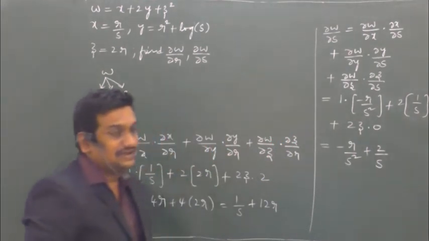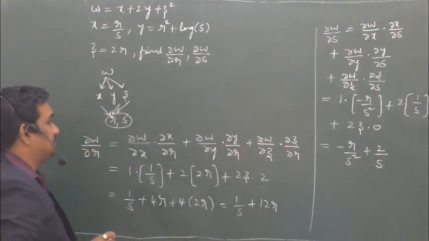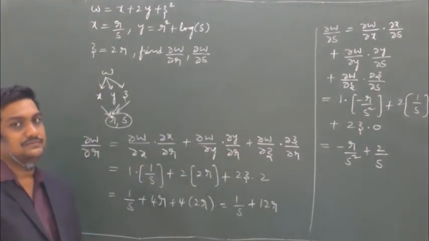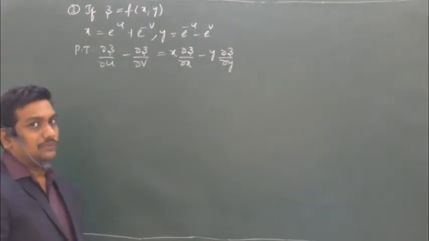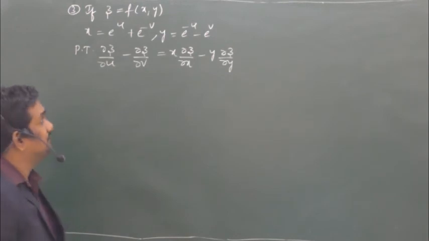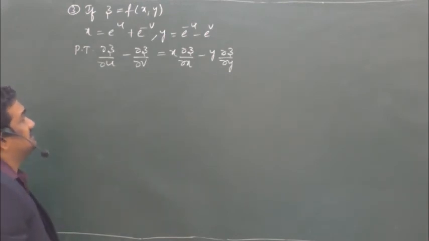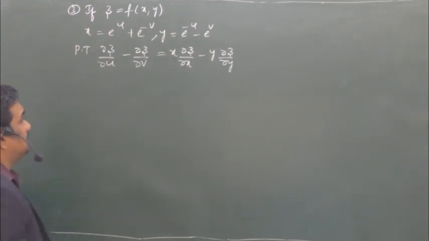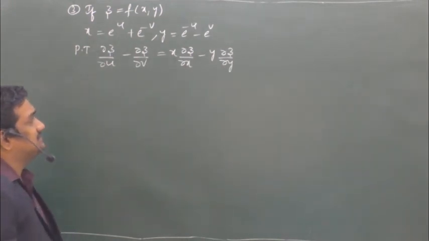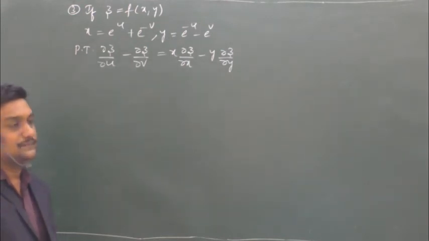Okay. These are the values of partial derivatives dou w by dou r and dou w by dou s by using chain rule. Now let us take another problem on chain rule. Z is a function of x, y and x equals to e power u plus e power minus v, y equals to e power minus u minus e power v. Then we need to prove that dou z by dou u minus dou z by dou v is equals to x into dou z by dou x minus y into dou z by dou y.